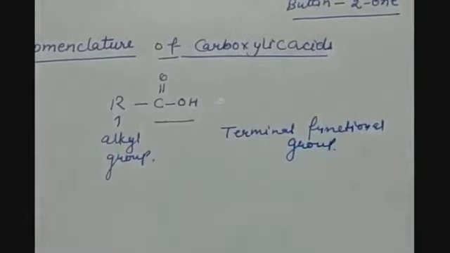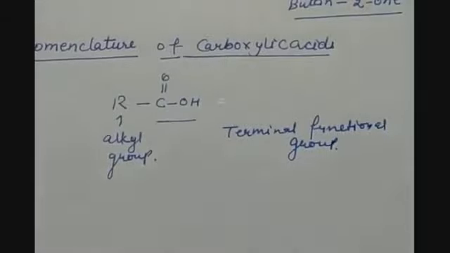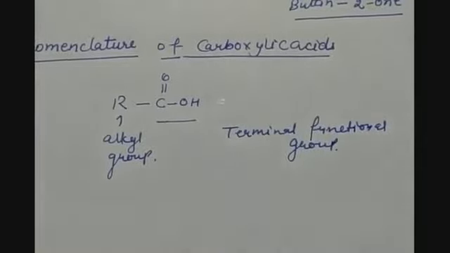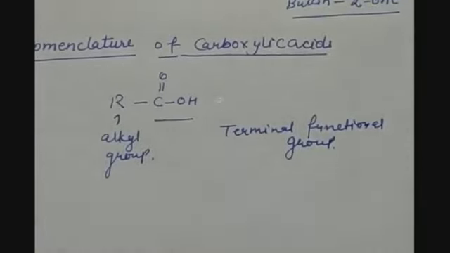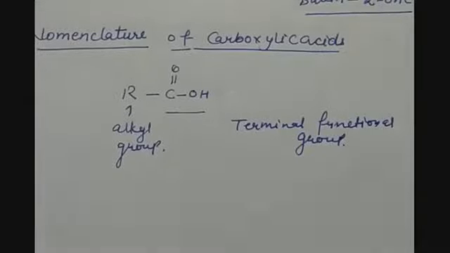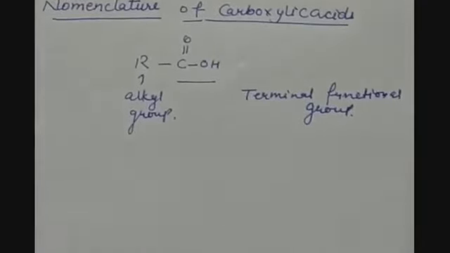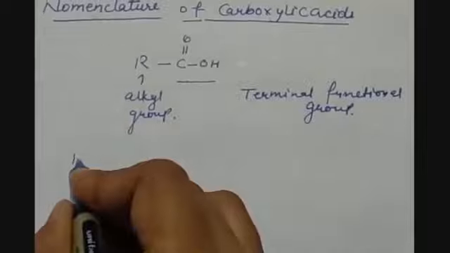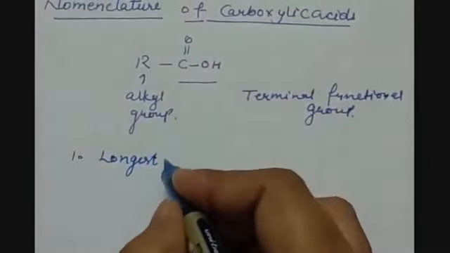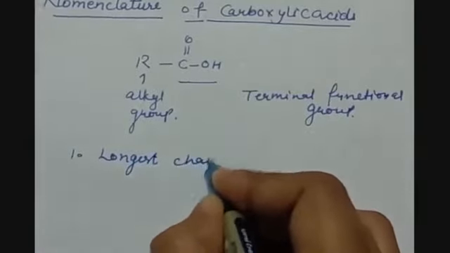As it is a terminal functional group, when we consider the functional groups in any carbon compound, we have to give it first priority. So this will always come at the first position, and there is no need to mention the position of the carboxylic acid in the nomenclature. Now let us see how to name it. First thing that we have to do is to find the longest chain containing the carboxylic acid.